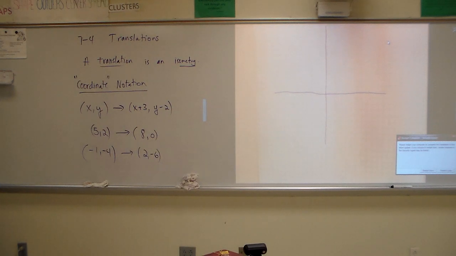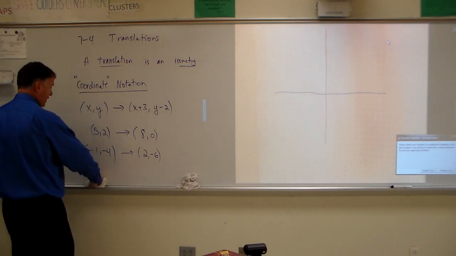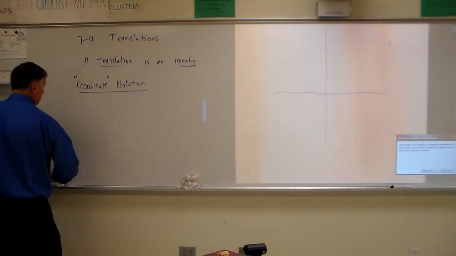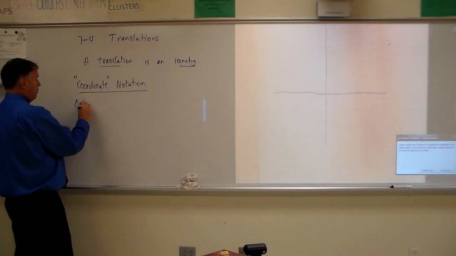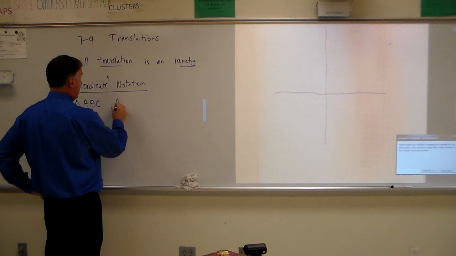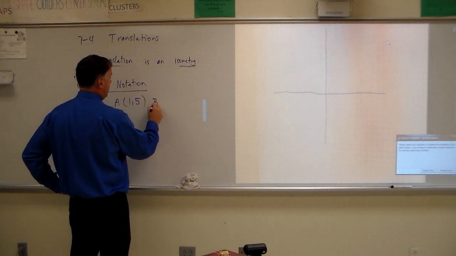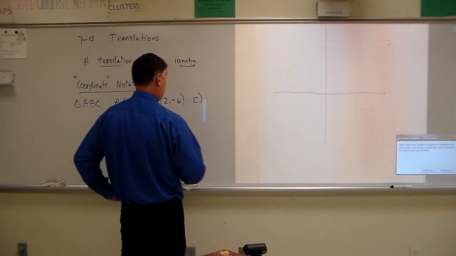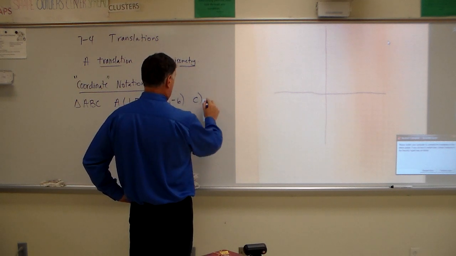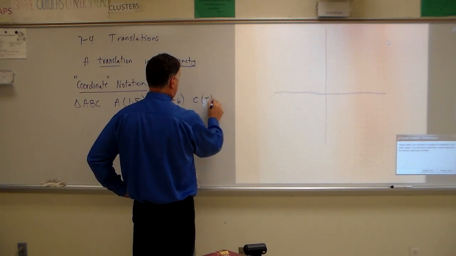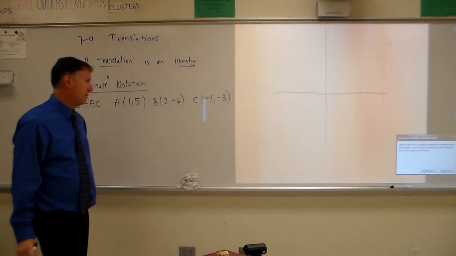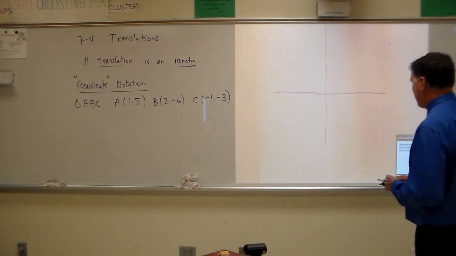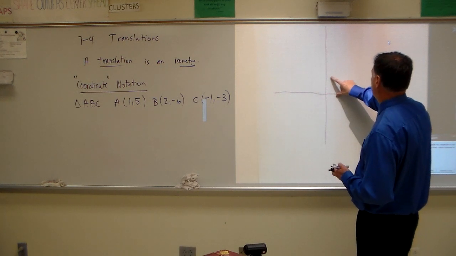So what will likely happen here is they will give you the vertices of a figure. I'm going to give you the vertices of a triangle. So let's say that we have triangle ABC, where A is 1, 5, B is 2, negative 6, and C is, let's do C is negative 1, negative 3. Something like that. Well, let's go to our coordinate plane and draw that in. So I've got 1, 5: over 1, up 5, 1, 2, 3, 4, 5.